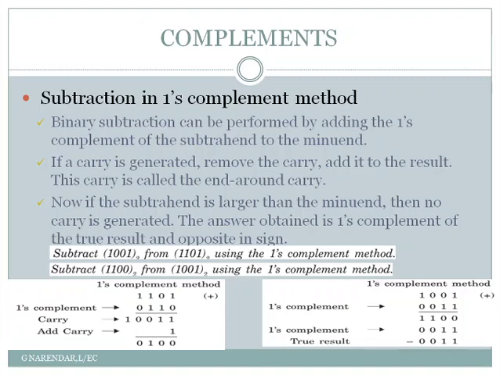Here you can observe what we are actually doing: we are subtracting 1100 from 1001. So 1001 is 9, and from that we are subtracting 1100, that is 12. So 9 minus 12 is minus 3, with the minus sign, and 0011 in decimal is 3. So the subtraction operation using ones complement is verified with decimal subtraction.